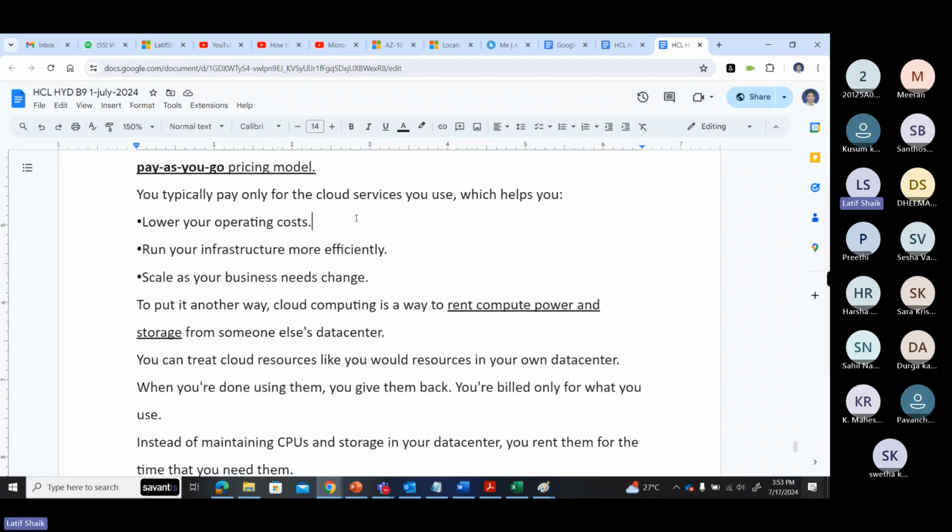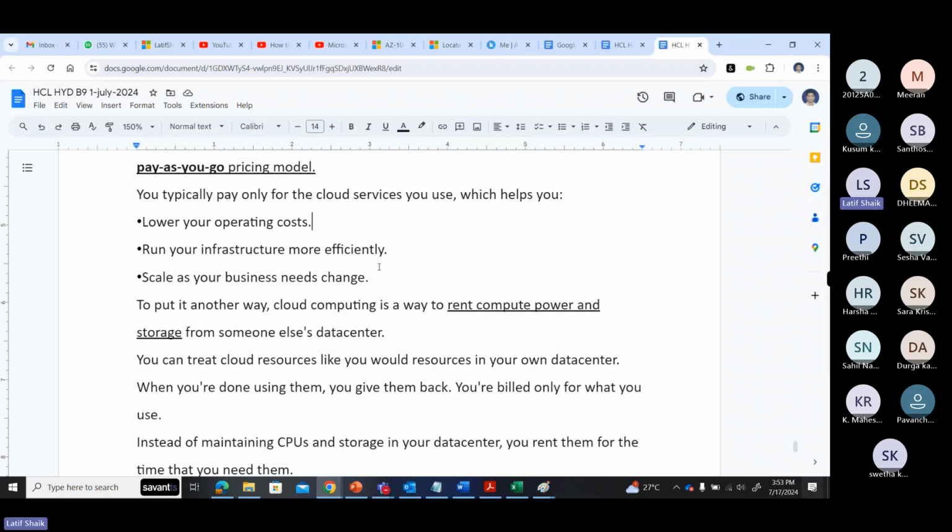Scale as your business needs. For example, I got a new business that requires infrastructure: huge data storage, multiple servers, different types of servers, different applications. Simply, I will take them from the cloud service provider and use them. As long as the business is running well, I will keep running. Once the work is completed and I no longer require that much, I will reduce it, or maybe remove it. That's important. So when a requirement comes, we can easily adapt. We can provision and deprovision resources very easily in the cloud.